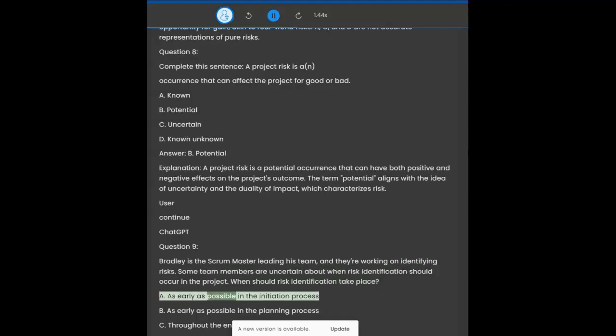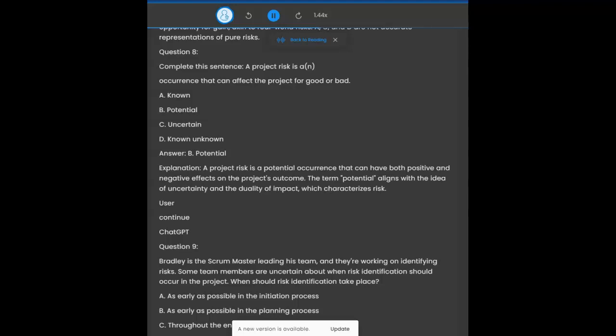A. As early as possible in the initiation process. B. As early as possible in the planning process. C. Throughout the entire Scrum life cycle. D. Throughout the project life cycle. Answer: D. Throughout the project life cycle. Explanation: Risk identification is an ongoing process that should continue throughout the project's life cycle to account for emerging risks. A, B, and C do not accurately address the continuous nature of risk identification.